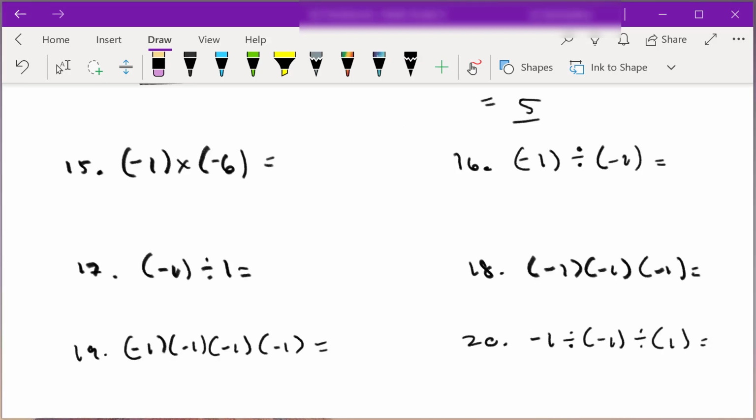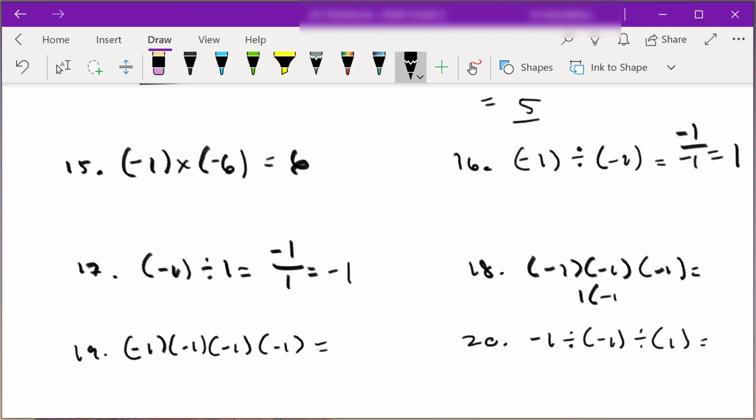For 15, minus 1 times minus 6 is 6. Minus 1 divided by minus 1 could be written as minus 1 over minus 1, which is just 1. And minus 1 divided by 1 could be written as minus 1 over 1, which is minus 1. 18, minus 1 times minus 1 times minus 1 could be written as 1 times minus 1, which is just minus 1.